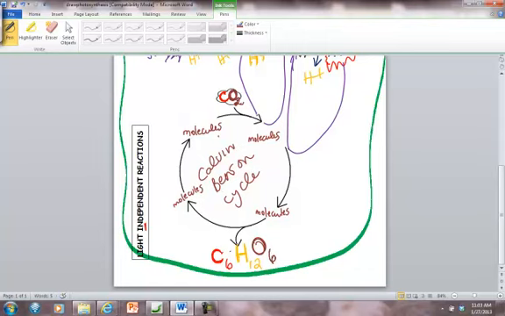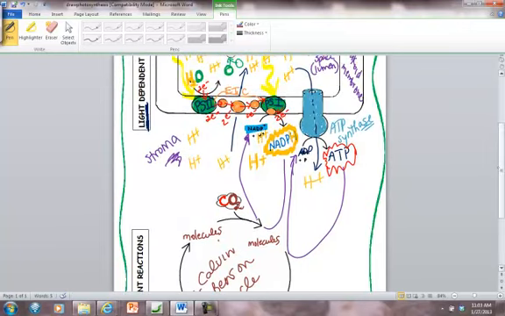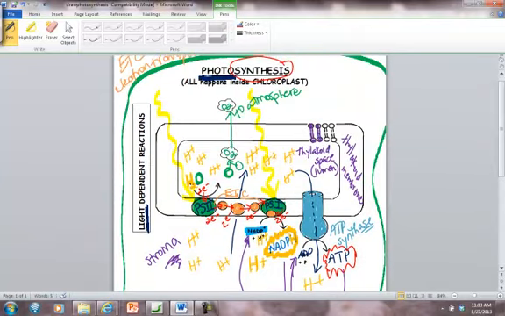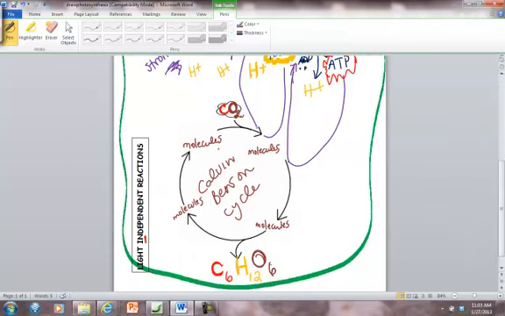C6H12O6. The carbon and the oxygen from glucose are coming from carbon dioxide. The hydrogens are coming directly from the NADPH, but NADPH got them from water molecules splitting. So the H in water actually ends up as part of our sugar molecule. The oxygen and the carbon from the carbon dioxide end up as our sugar molecule.